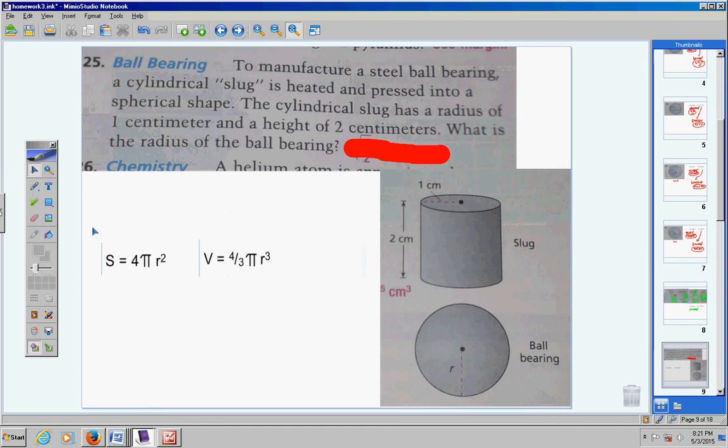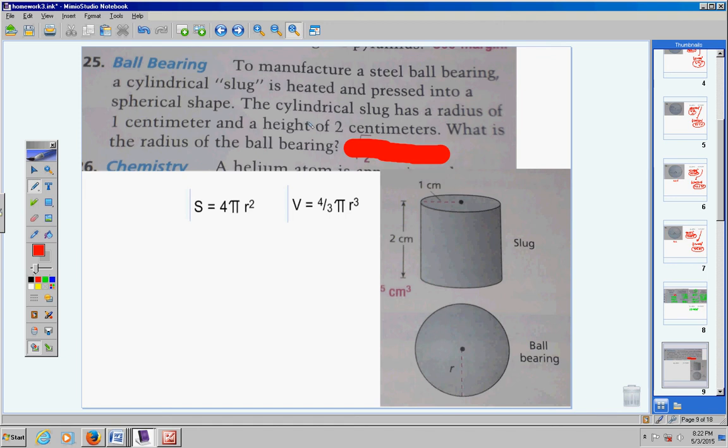This is a very tough problem, and I hope you'll give me your undivided attention and listen as I break this down. To manufacture a steel bearing. Now, a bearing is a small metal ball, okay? To manufacture a steel ball bearing, a slug shaped like a cylinder, a cylindrical slug, is heated. So they take this slug. Notice this is not at all shaped like a ball or a sphere, not at all. Okay? It's a cylinder. They melt it so it's pliable. They heat it to a very high temperature, and they press it into a spherical shape, and they let the metal cool.